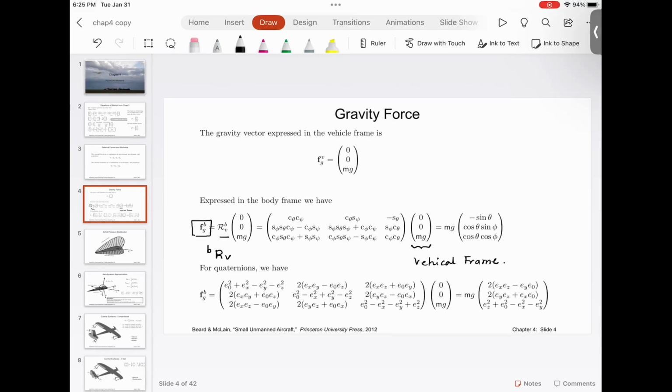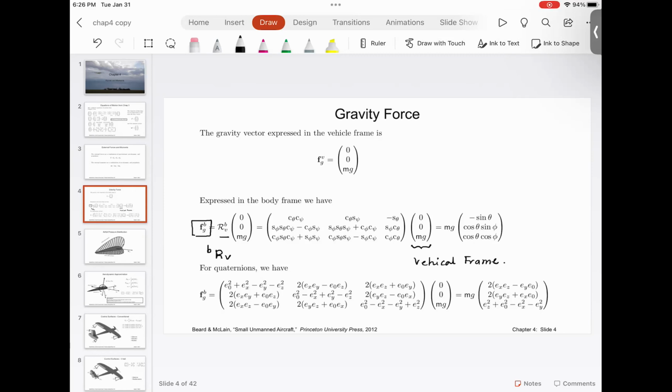Everyone understood this? If you replace this direction cosine matrix with its equivalent Newtonian representation, this is exactly the same matrix, BRV. The only thing is, this is expressed in terms of Newtonians. So you will get the component of force that is expressed in the Newtonians. Everyone understood about the force of gravity?